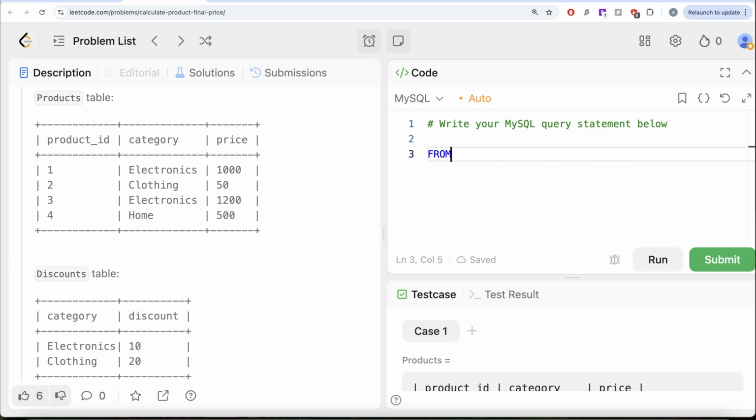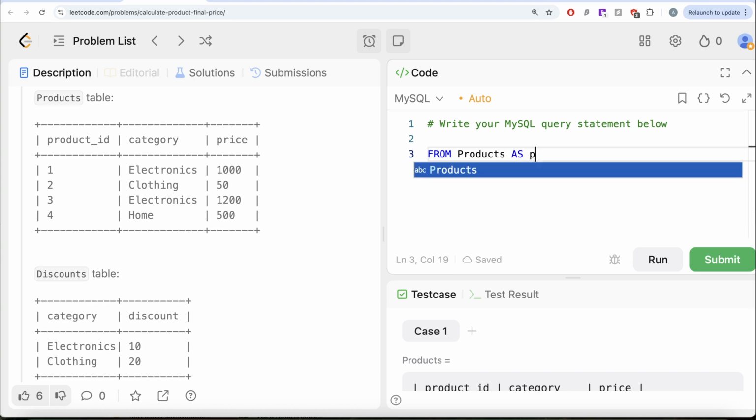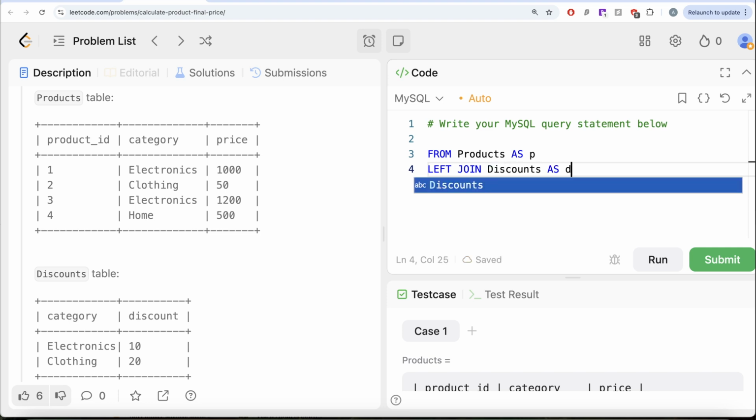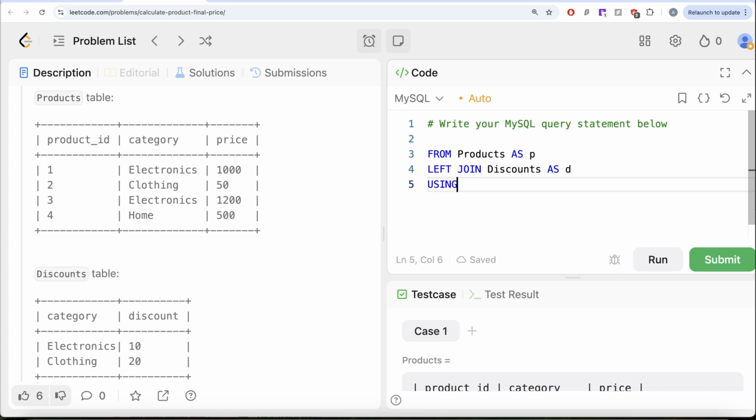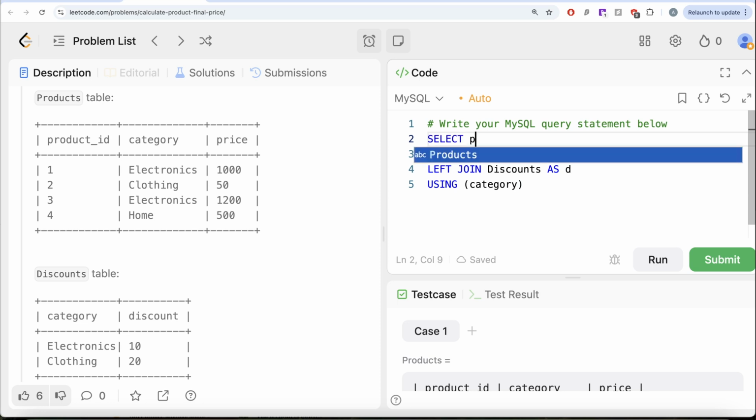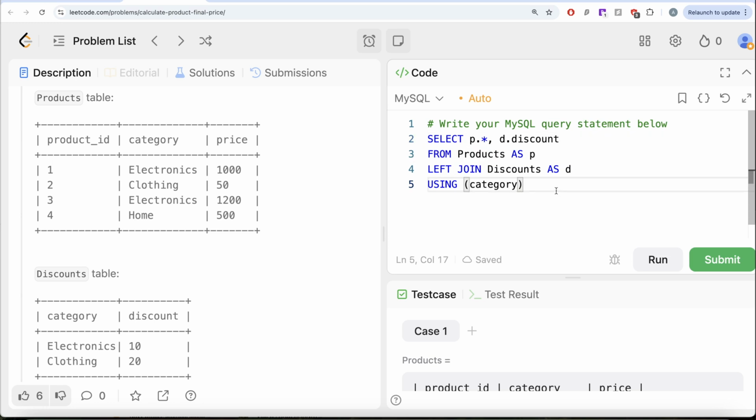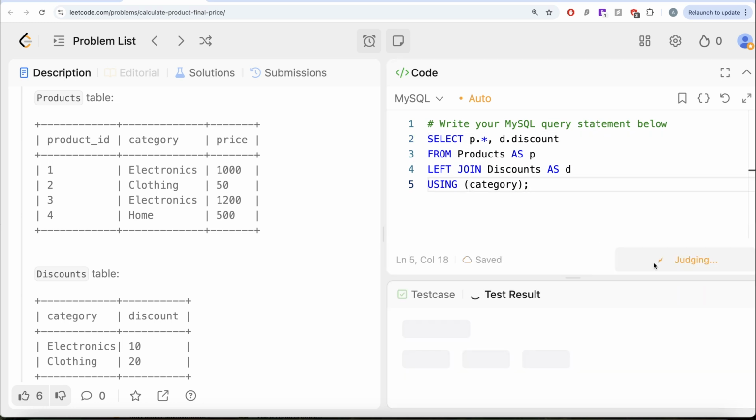So what we are going to do is, from this table called products, let's alias this as P. Let us perform a left join on the discounts table aliased as D, and let's use the common column category to perform the join. And then what do we need to keep from both the tables? Let's keep every column from the products table and let's keep only the discount column because that is what is important for us. Let us go ahead and run this and see what we get in our output.